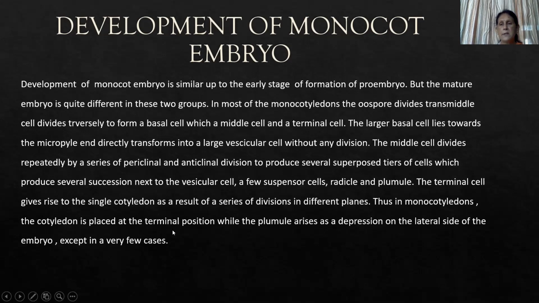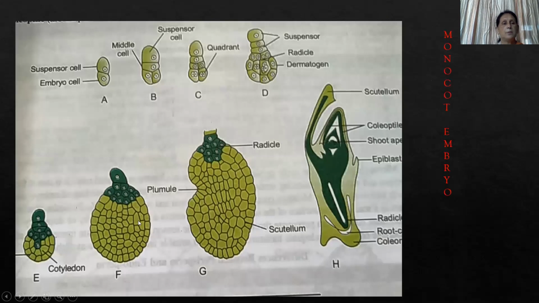So what is the difference between dicot and monocot embryo? In dicot embryo, the cotyledons are lateral in position, but in monocot, the single cotyledon is always terminal in position. And while the plumule arises as a depression on the lateral side, that means the plumule or embryonal axis is lateral in position. So here you see the diagram of monocot embryo development.